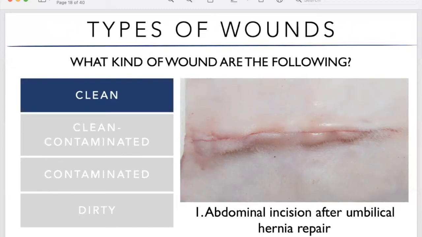Okay, so this is an abdominal incision after umbilical hernia repair, right? So that's clean. Okay, we did not enter any internal organ tract with it. We just replaced them and then sutured it back.